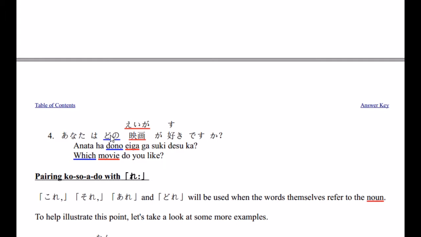And number 4, we have do. So, あなたはどの映画が好きですか? Which movie do you like? So we're asking a question, so we need do. Ega means movie, and it's a noun, so we need to pair do with no. Dono ega, which movie?